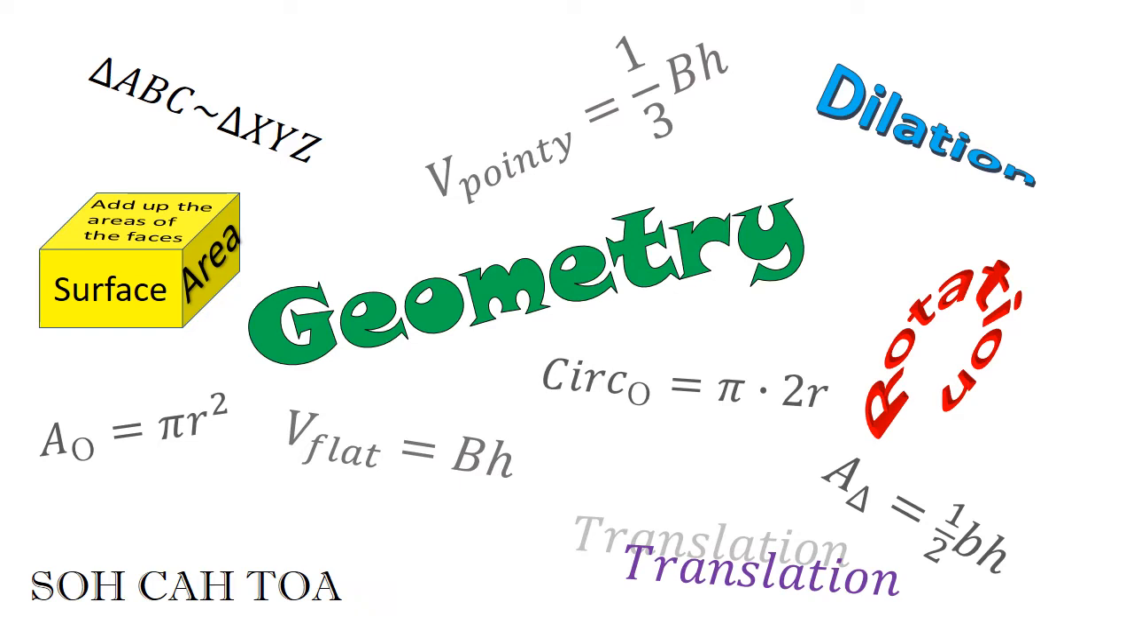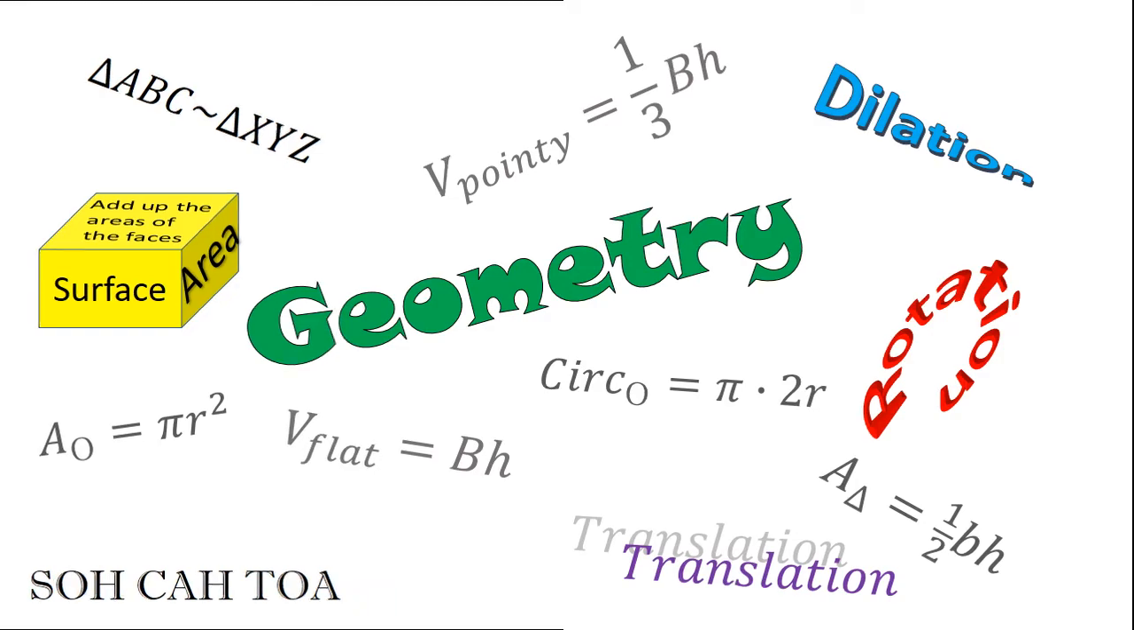This first box on your worksheet has all the formulas on it: area of a circle, volume of something flat, volume of something pointy, circumference of a circle, area of a triangle, as well as the concept of surface area described here. We didn't really focus much on surface area, but we could see those. So number 7 is definitely a surface area problem. We'll probably see that pop up somewhere. But let's just go ahead and get into it.